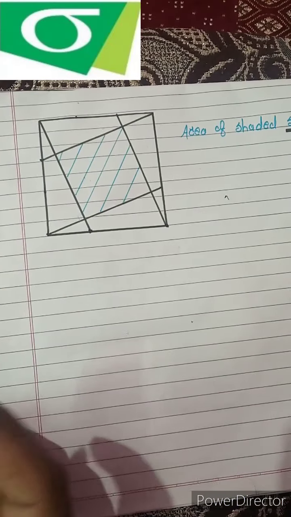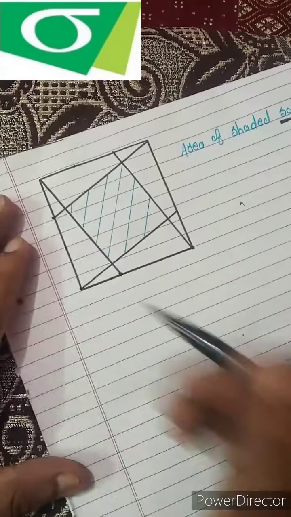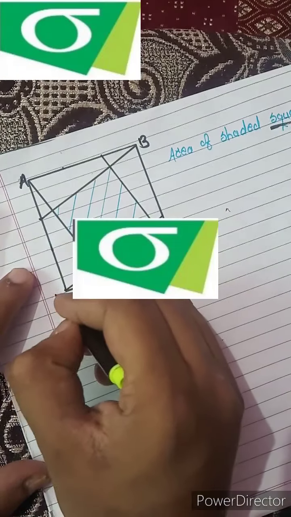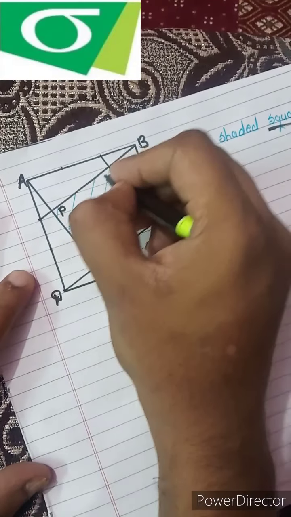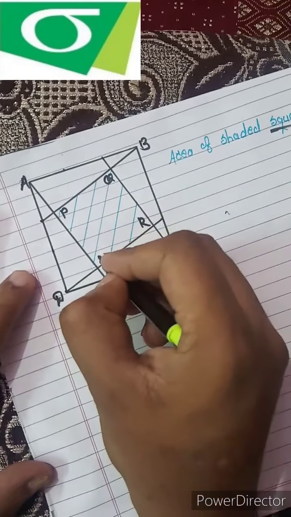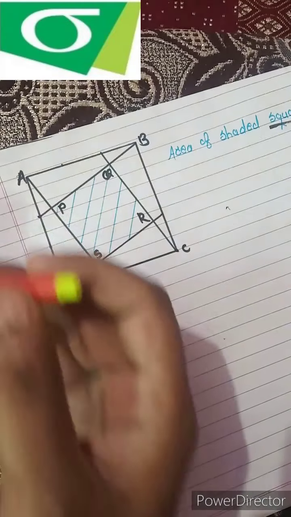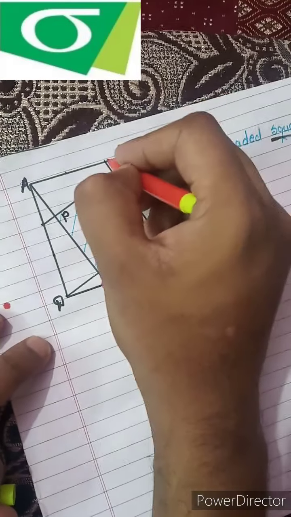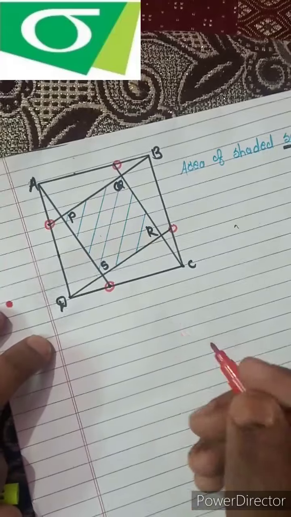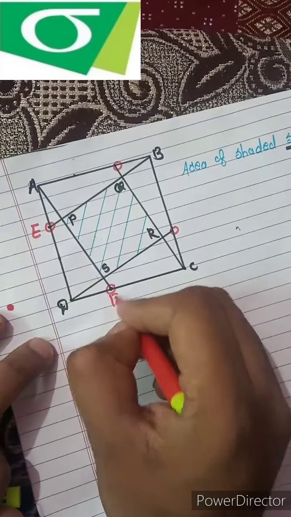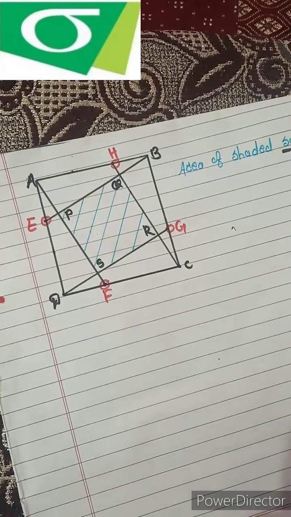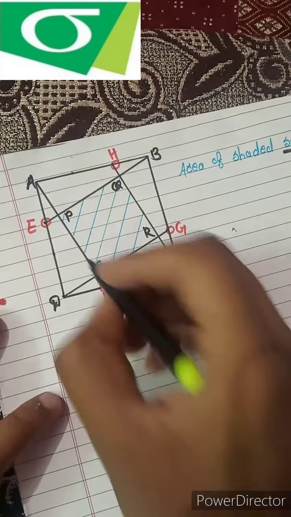First of all, you need to give names. Name the outside square ABCD, and the inside square PQRS. Then put names on the points where they meet the big square, like E, F, G, H. Now how are you going to find the area? For this you need to find the side of the square.